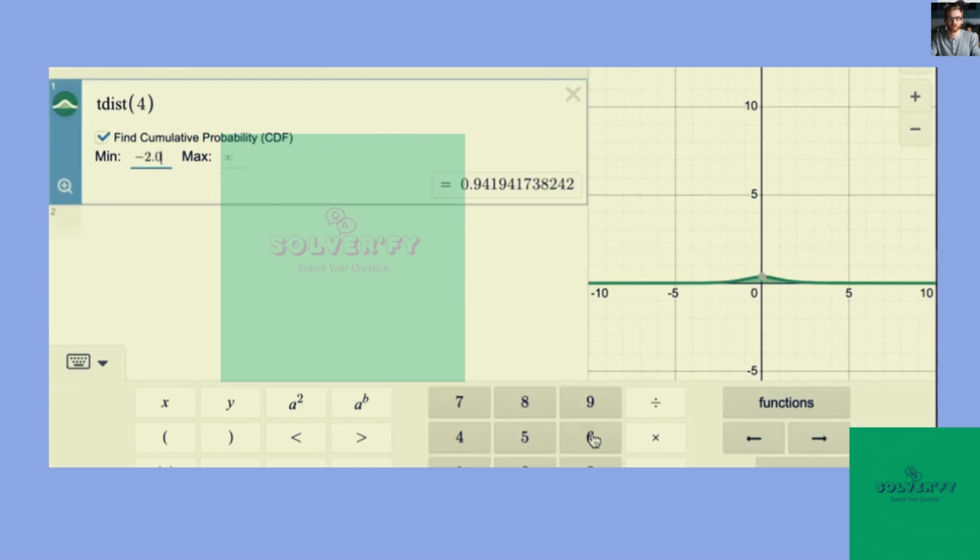From negative 2.069 to positive 2.069, we get, I was like, why isn't that working? 23 degrees of freedom is 0.95.